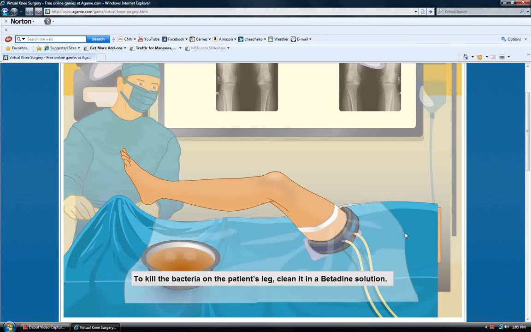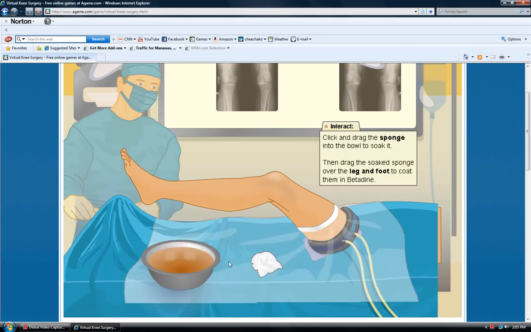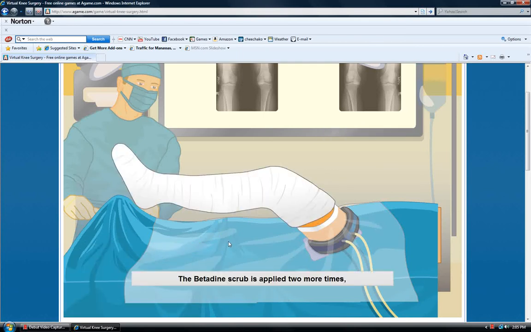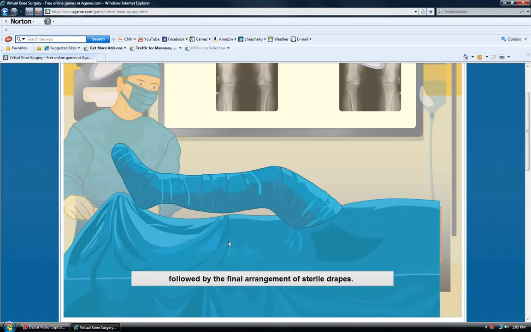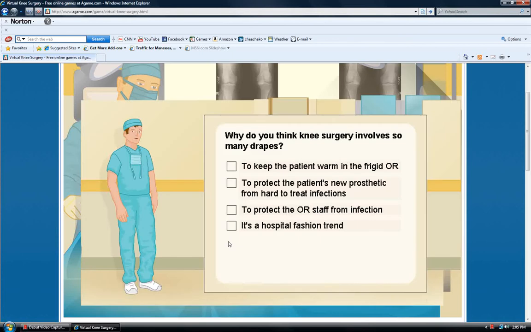To kill the bacteria on the patient's leg, clean it in a betadine solution. This scrubbing process will limit the chance of bacterial infection. Betadine scrub is applied two more times, followed by the final arrangement of sterile drapes. Why do you think knee surgery involves so many drapes?